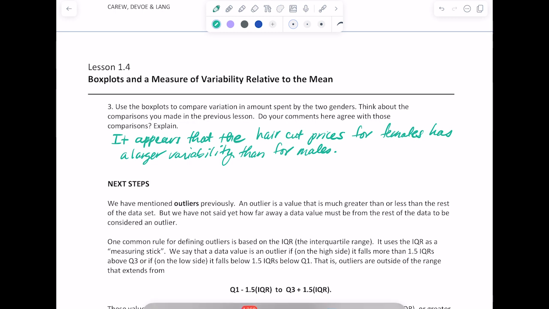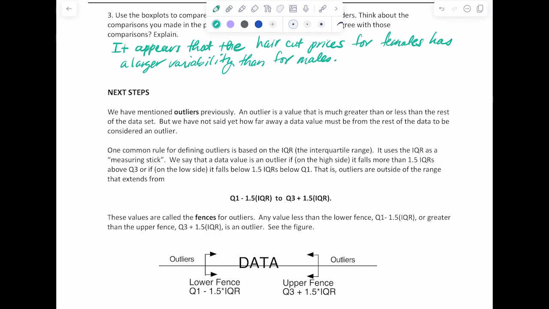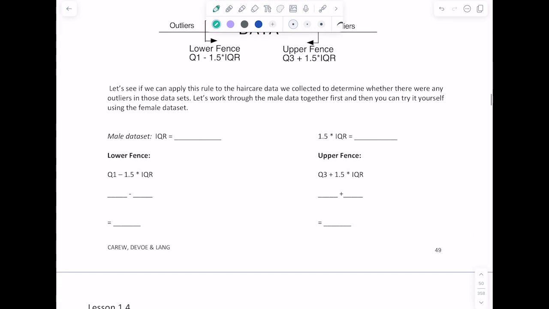Okay, so how do we know if we have any outliers? Remember, outliers are just outsiders or extreme values. They're values that are away from the rest of the data, okay? Your book technically says it's a value that's much greater than or less than the rest of the data set. But how do we figure out whether a value is an outlier? We have a couple of steps. So we know that the IQR is 7 for males.